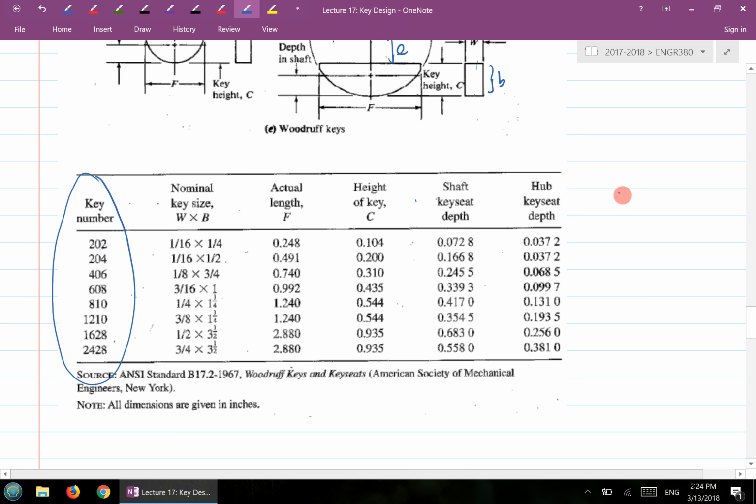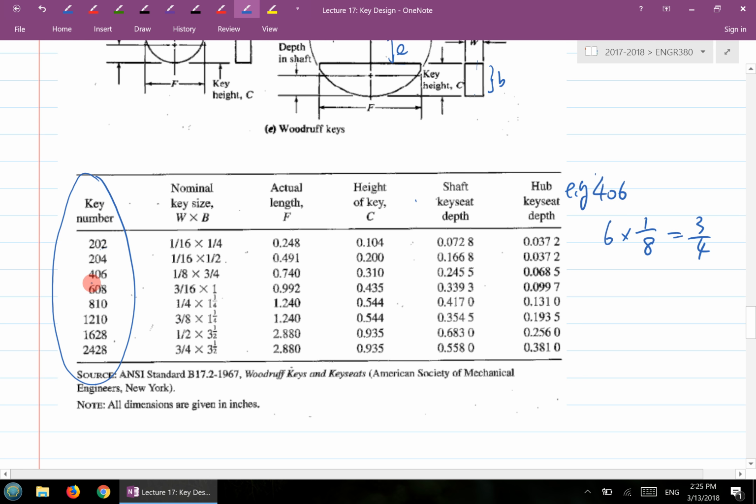So what does that mean? Let's use a key here to illustrate. Let's say 406. The last two digits, basically 6, give you the nominal key diameter in eighths of an inch. So you use 6 times 1/8, and you get 3/4. So for 406, the diameter is 3/4. That's how you get the 3/4 from this key number.